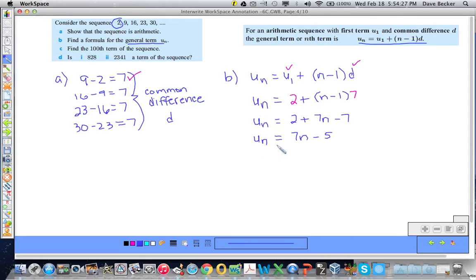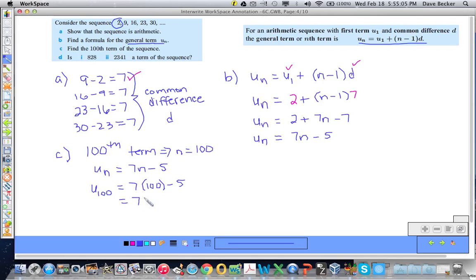I can use this to find any term in the sequence. And in fact, they asked me to find the 100th term. So that means that n is going to equal 100. I'm going to use my general term right here, I'm going to rewrite it. u sub n equals 7n minus 5. Okay, and I'm looking for the 100th term. So u sub 100 is equal to 7 times 100 minus 5, which is 700 minus 5, which is 695.